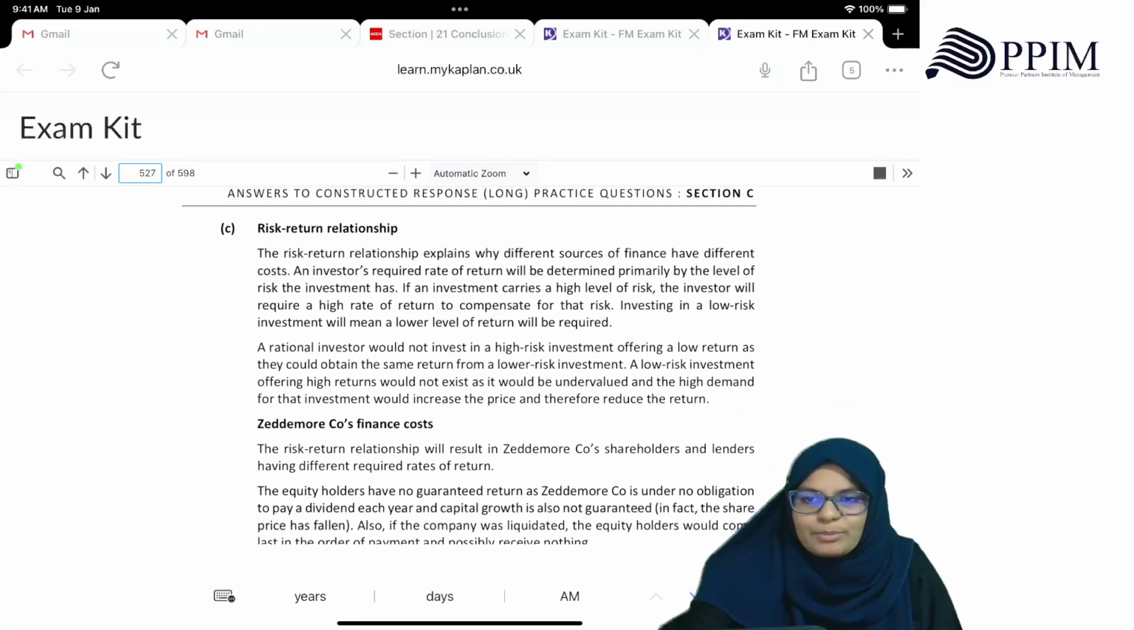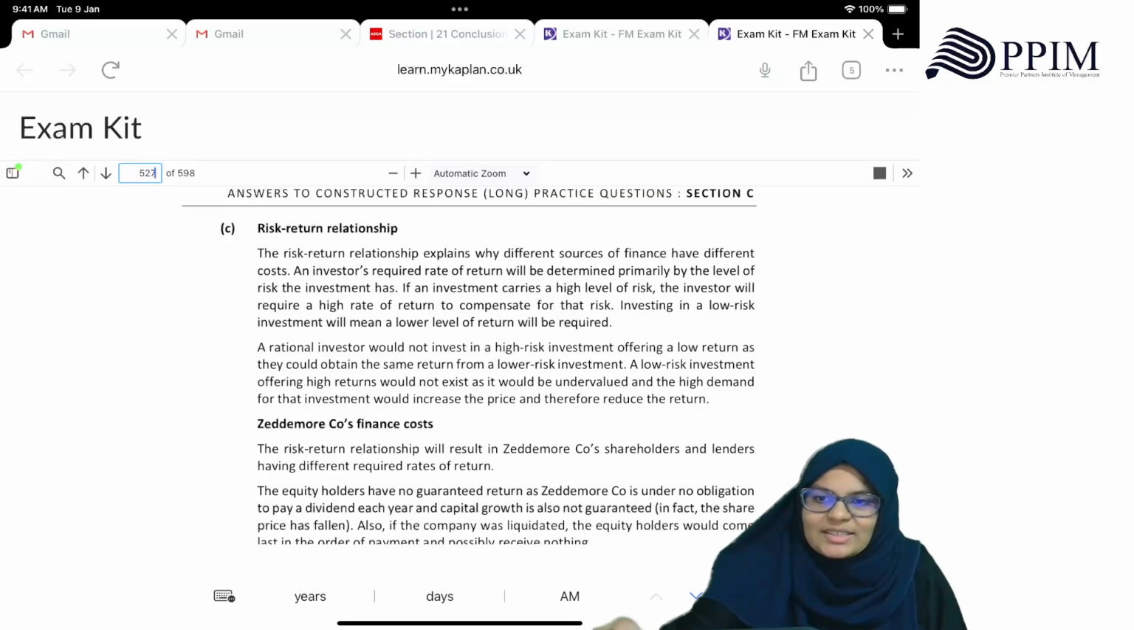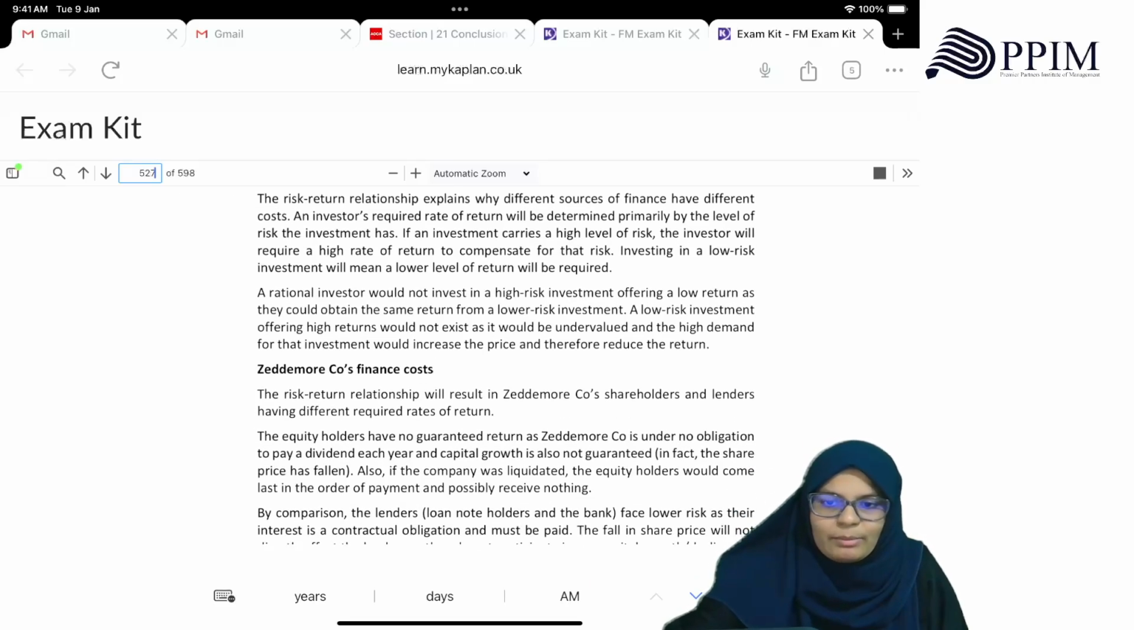So see, the first point that they have mentioned is the risk-return relationship, that's what you mentioned. The risk-return relationship explains why different sources of finance have different costs. Investors' required rate of return is determined by the level of risk. If it's high risk, then they will require a high rate of return to compensate for that risk. Investing in low risk means low return is fine. Okay, so that will be 2 marks.